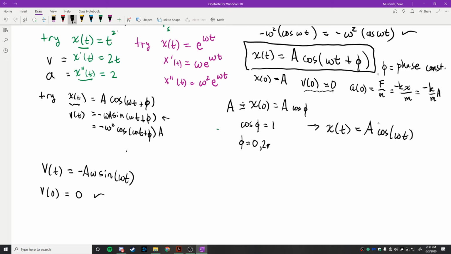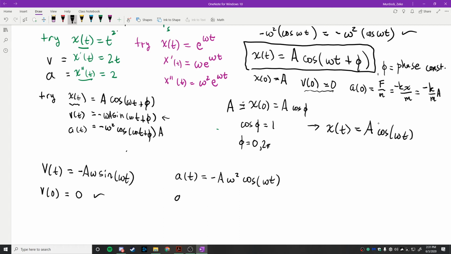Perfect. Velocity at time equal to 0 is 0. What about acceleration? Well, that's going to be this one. My acceleration as a function of time is now basically the derivative of this. The derivative of this is going to be equal to negative a omega squared multiplied by cosine of omega t.